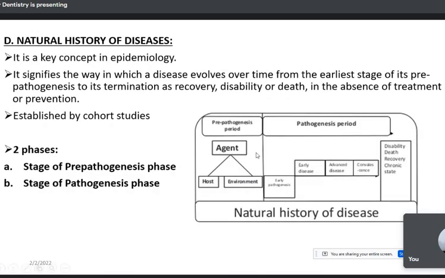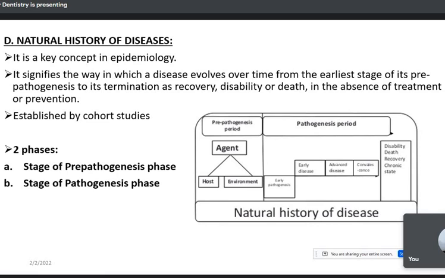you see this picture here. First of all, there is the pre-pathogenesis. So the host is exposed to the agent in the environment. After that, the agent will enter the body. Then there is the pathogenesis. Again, there can be the early stage, there can be the advanced stage, and then finally there can be disability, meaning the person will survive, but there will be a lot of disability in the body, or there can be death, or there can be recovery.